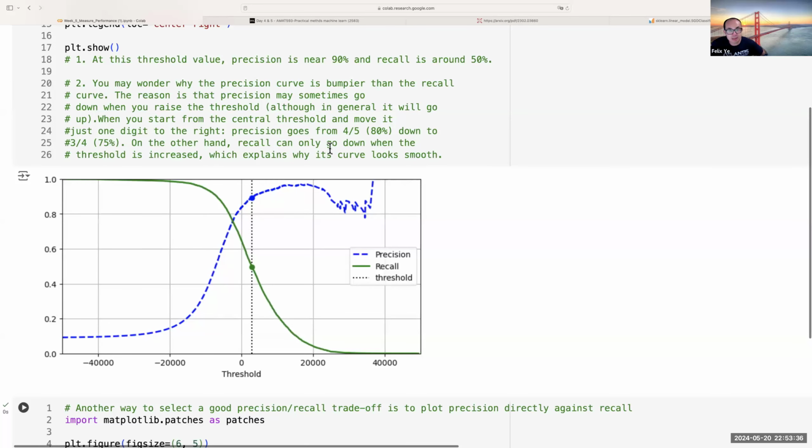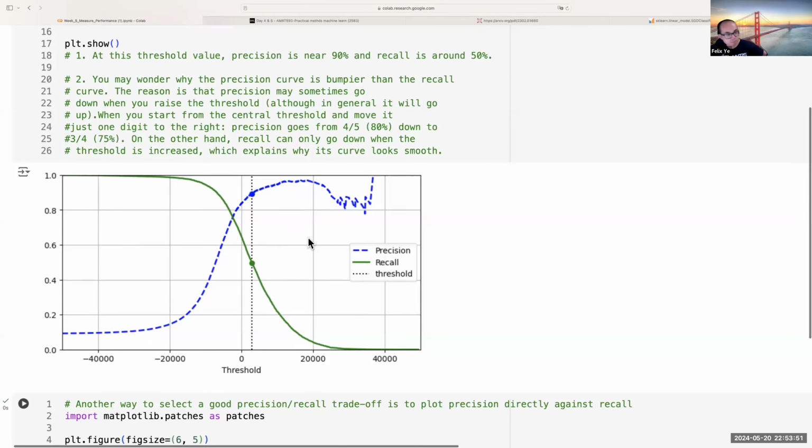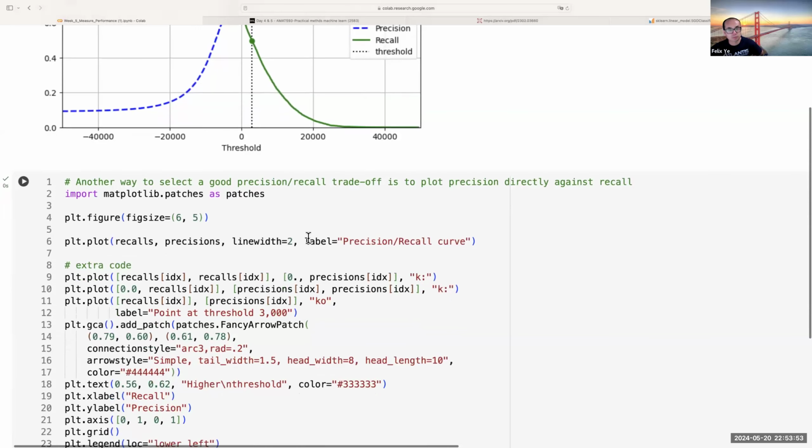And on the other hand, the recall can only go down when the threshold increases. That explains why this curve looks so smooth right here, while it only gives you a bumpy curve for the precision. Okay, another one that we can plot is the precision directly against the recall right here.